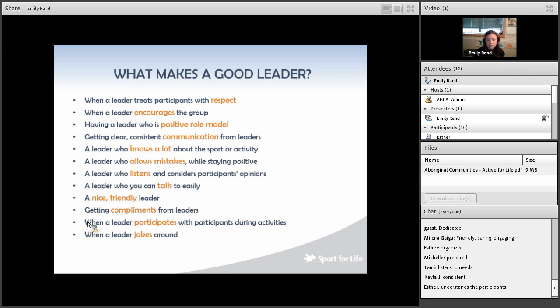Getting compliments from leaders. When a leader participates with participants during activities, I think that's a really good one too. So not just always standing on the sidelines telling your participants what to do, but actually engaging with them so that they know that that's important to you as well. And a leader who jokes around. I know lots of us like to have fun, so it's important to keep it light and humorous within your programs.